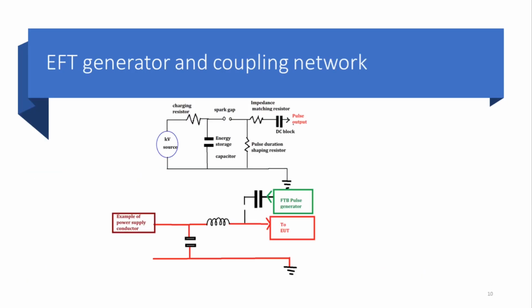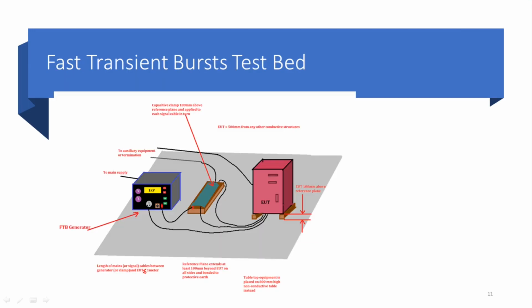So the figure on the top shows the basic scheme of the waveform generator and the figure below shows the coupling mechanism for the EFT or fast transient burst test setup for the particular standard EN 61000-4-4. So this is the fast transient burst test bed.